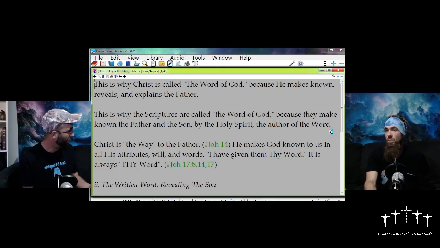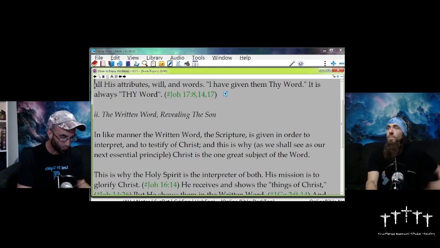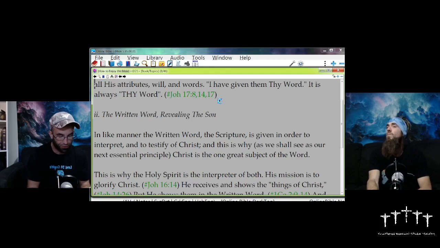Okay. Christ is the way, in quotation marks, to the Father. "I am the way, the truth, and the life," is what he says, right? He makes known God to us in all of his attributes, will, and words. "I have given them thy word." It is always thy word. Here he cites John 15, 8:14-17. And then number two, in like manner, the written word, the scripture, is given in order to interpret and to testify of Christ.